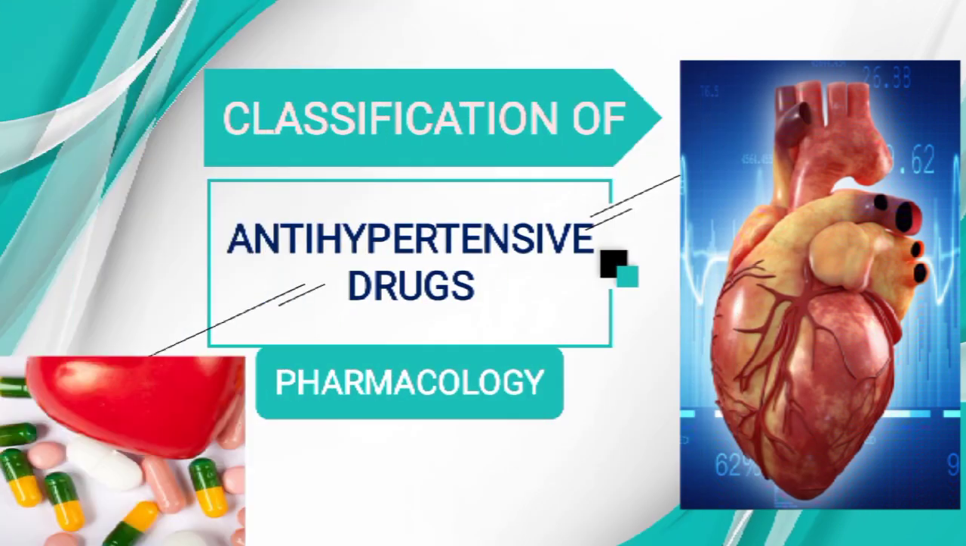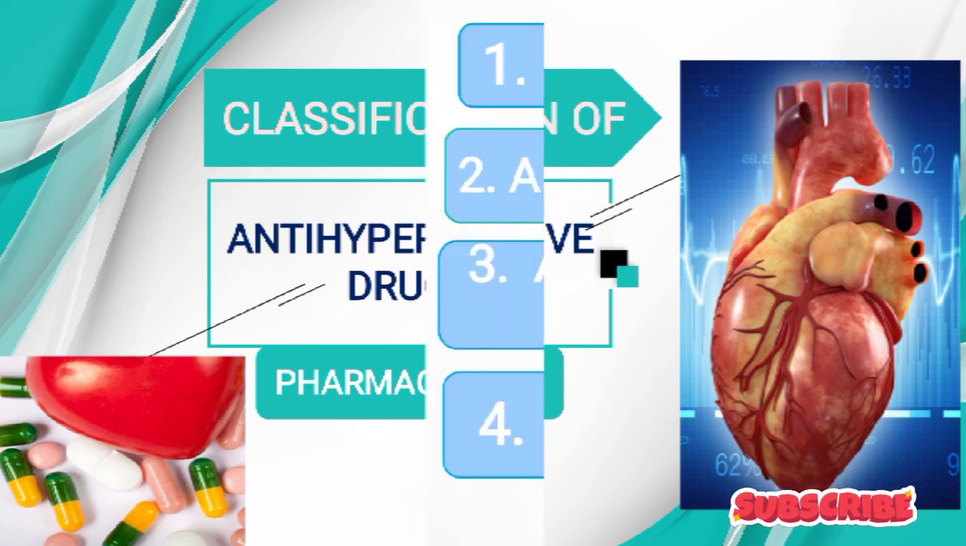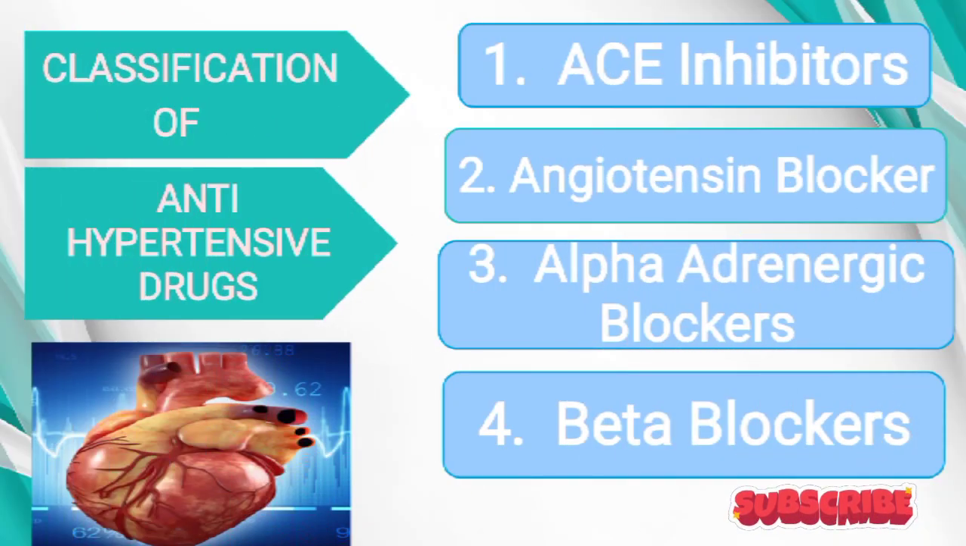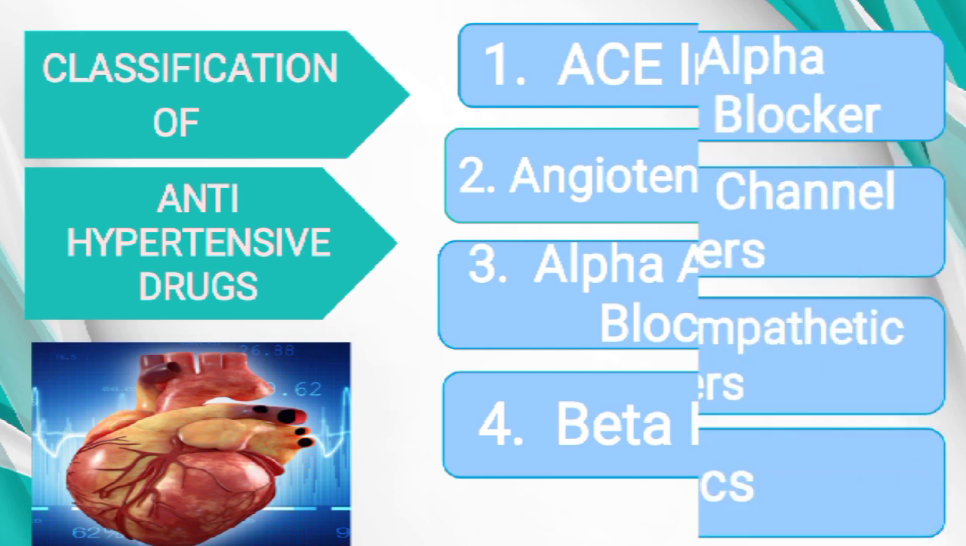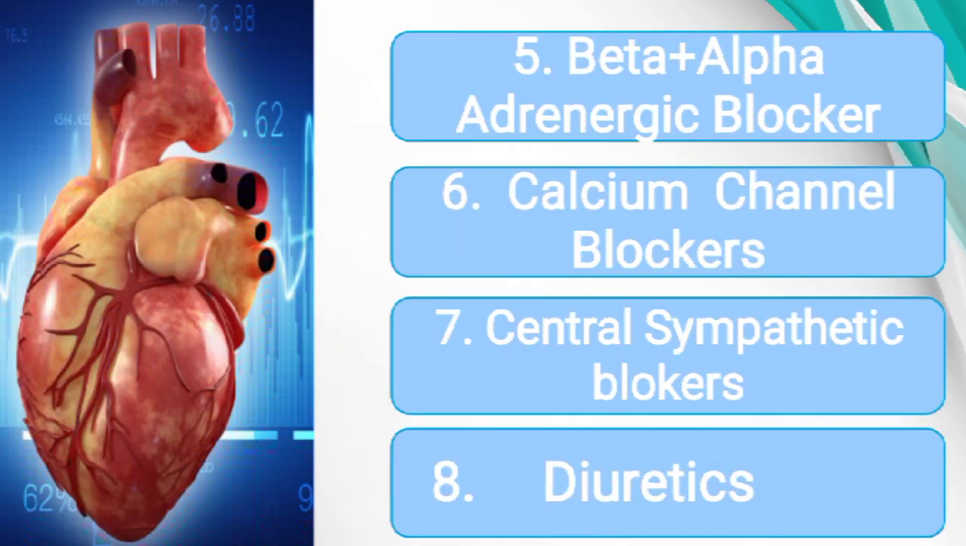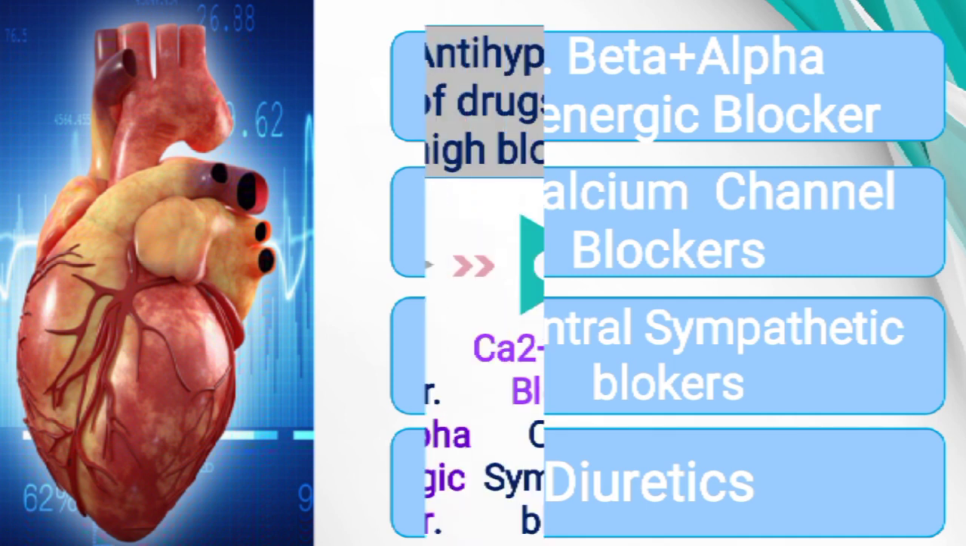Today we'll talk about the classification of antihypertensive drugs. The antihypertensive drugs are classified in the following way. The first is ACE inhibitor, second is angiotensin blocker, third is alpha adrenergic blocker, fourth is beta blocker, fifth is beta plus alpha adrenergic blocker, sixth is calcium channel blocker, seventh is central sympathetic blockers, eighth is diuretics.